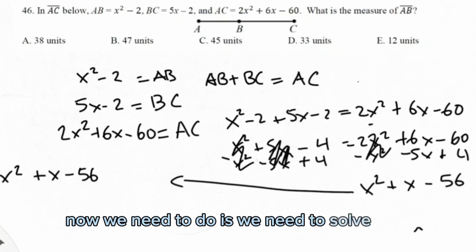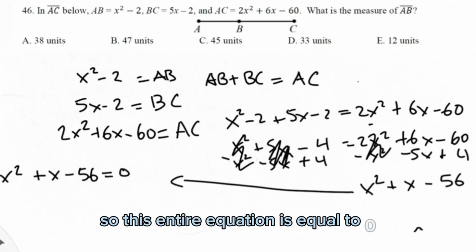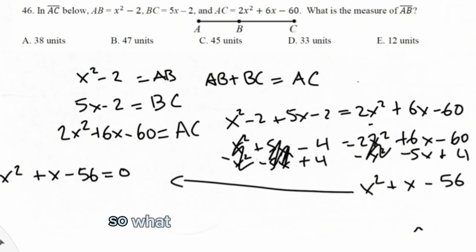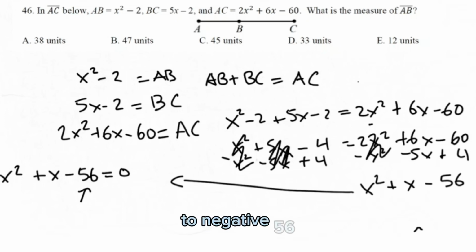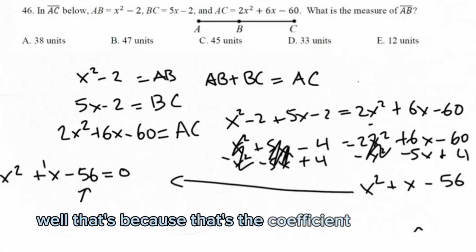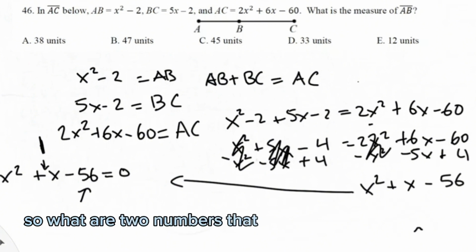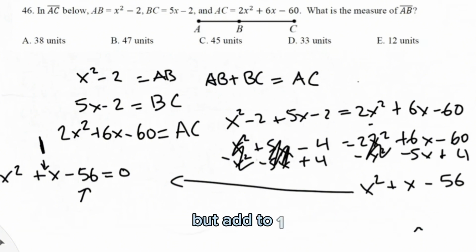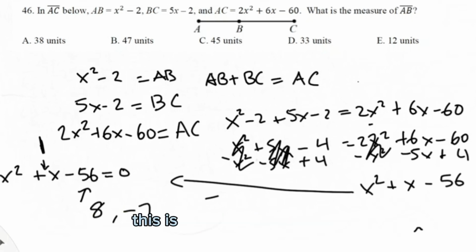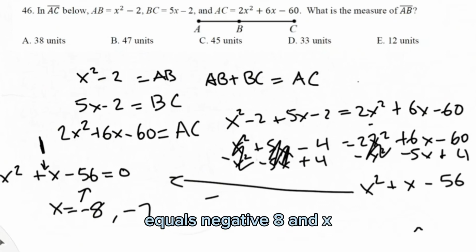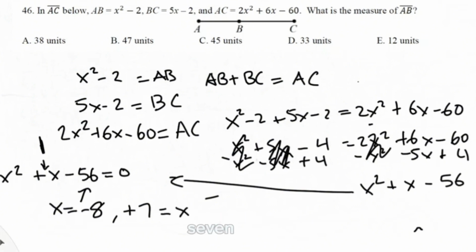Now what we need to do is solve for x. So this entire equation is equal to 0, so this is a quadratic equation. What we can do is find two numbers that multiply to negative 56 but add to 1. Why are they adding to 1? Well, that's because that's the coefficient of x. Even though you can't see it, there is a coefficient of 1 there. So what are two numbers that multiply to negative 56 but add to 1? The answer is 8 and negative 7. However, since this is a quadratic equation, it's going to be x equals negative 8 and x equals positive 7.